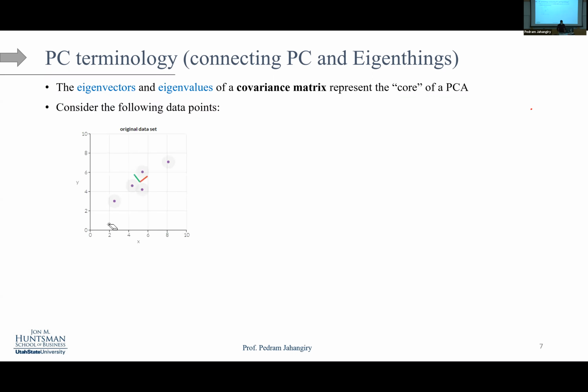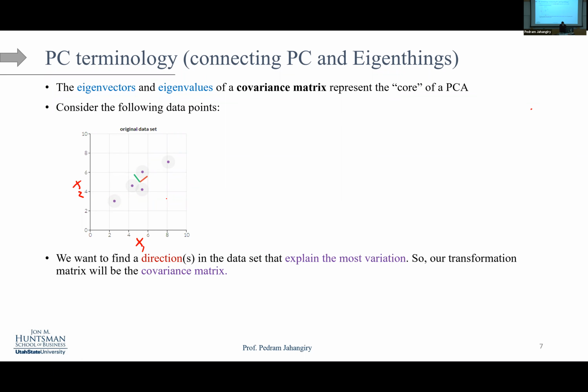Consider the following data points. Here, imagine we are in x1 and x2 space. You can call it x2 because we want to make sure that this is our feature space and we're consistent in the terminology. And we want to transform this. We want to find a direction or directions, depending on how many eigenvectors and eigenvalues we have in the data set, that explain the most variation. So our transformation matrix will be the covariance matrix. I hope that this is clear why we do care about the covariance matrix.